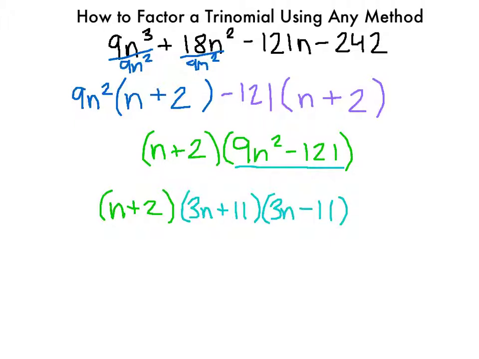Then I want you to look at each set of parentheses again and figure out, is there anything else that I can factor? Do I have any square numbers? Is there a GCF inside one of these parentheses that I missed? And from the looks of it right now, it looks like we're done. So it looks like this is our final answer.